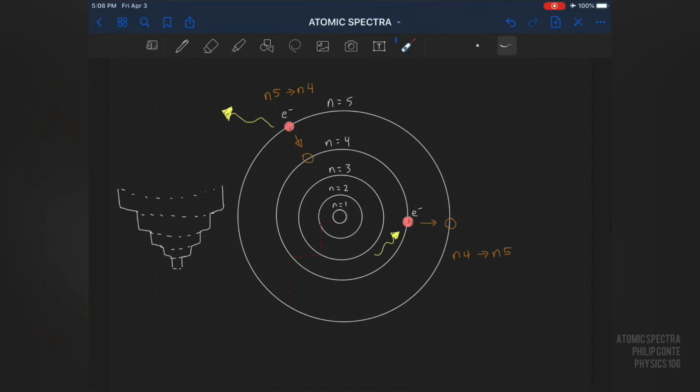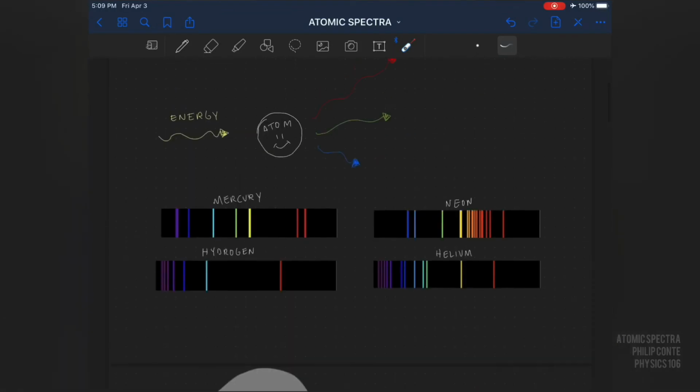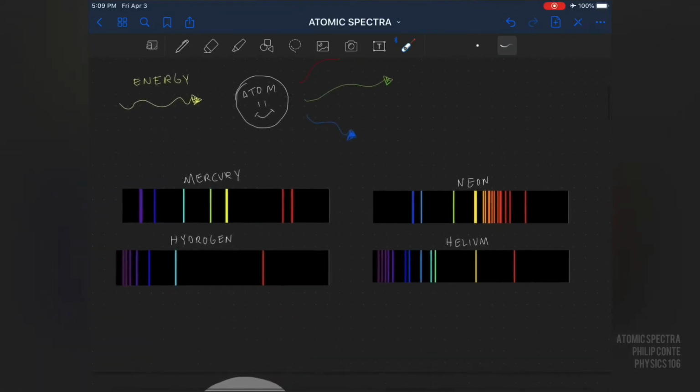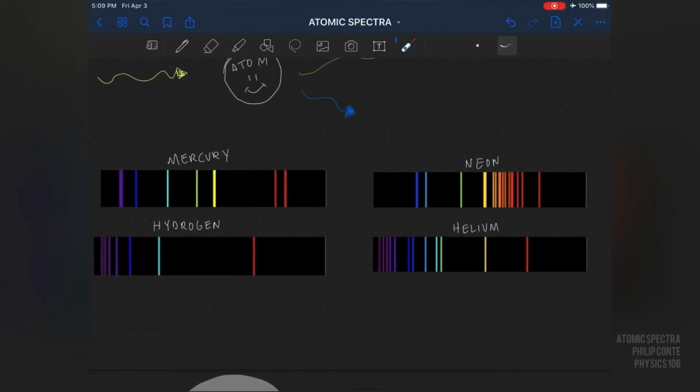Remember, different amounts of energy have different wavelengths and therefore have different colors. If we go back to the top again, here's an example of atomic spectrum for different elements. You can see how different each one is, and it's because of the different quantum numbers and energy levels. And because of that, different wavelengths are required for each of the levels, producing different colors.